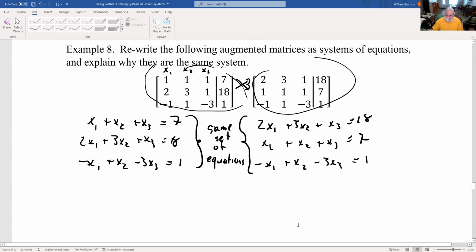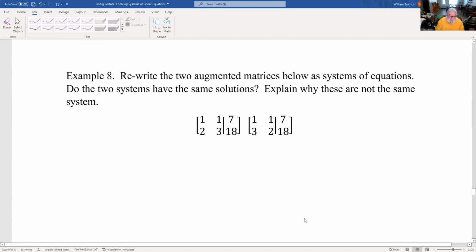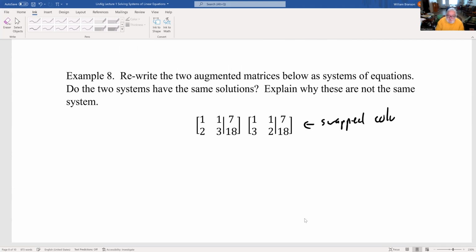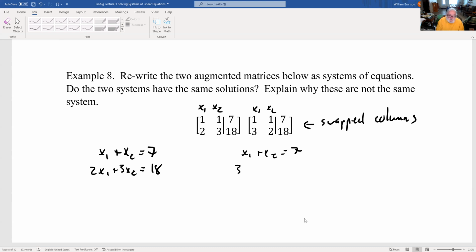But if we look at this pair, here we've actually swapped the columns. And that's my x1 column, my x2 column. So the first one is that. And here I have x1 plus x2 equals 7. But the second equation is 3x1 plus 2x2 equals 18. And so I've switched which coefficients go with which variables. Now, these are very different systems.